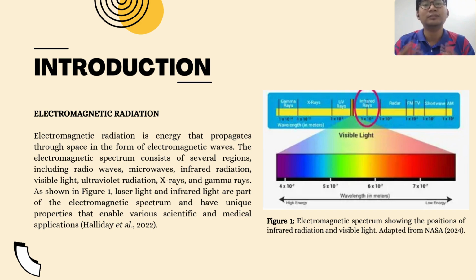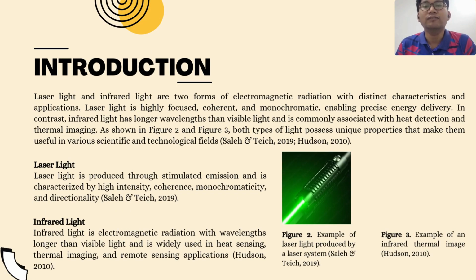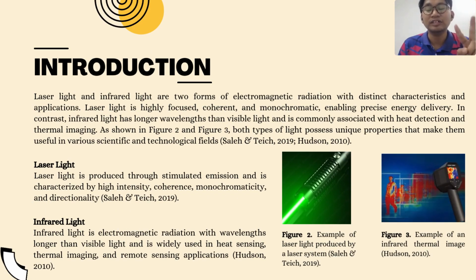Although they belong to the same spectrum, they possess different properties that enable a wide range of scientific, technological, and medical applications. Understanding their positions within the electromagnetic spectrum helps explain their unique functions and uses. Laser light and infralight are two forms of electromagnetic radiation that possess distinct characteristics and applications. Laser light is produced through stimulated emission and is highly focused, coherent, and monochromatic. These properties allow laser light to deliver energy with high precision, making it useful in various scientific and technological applications.